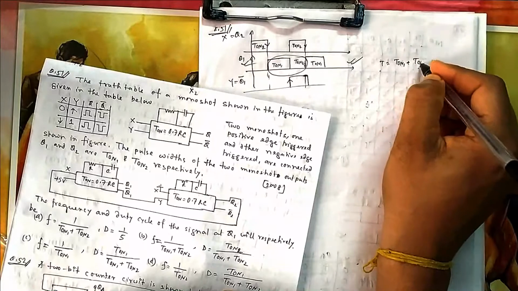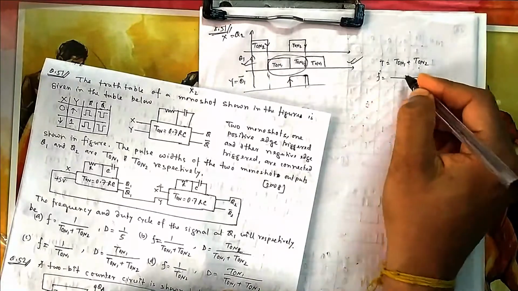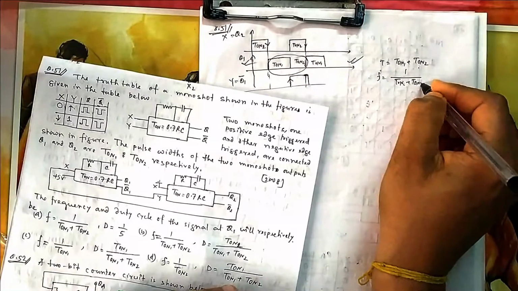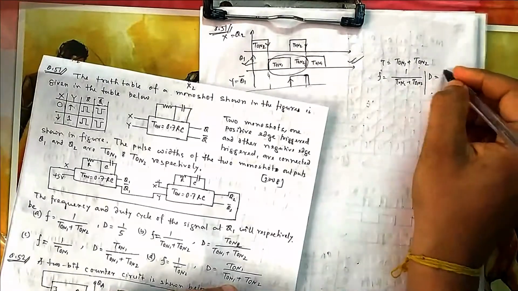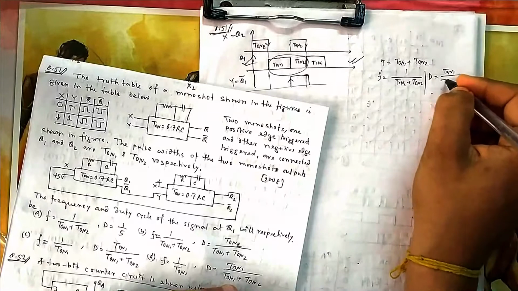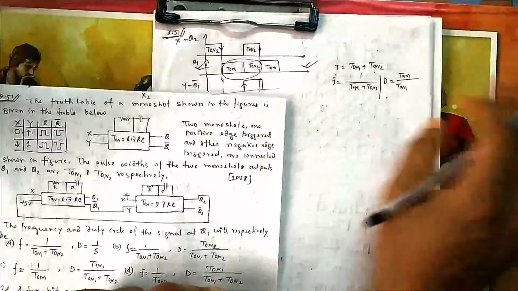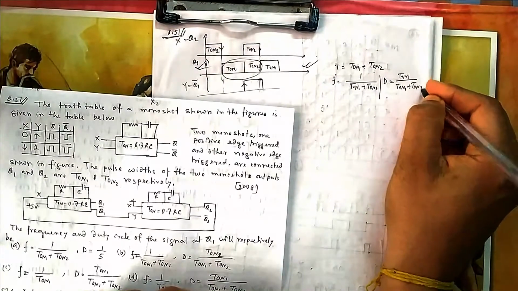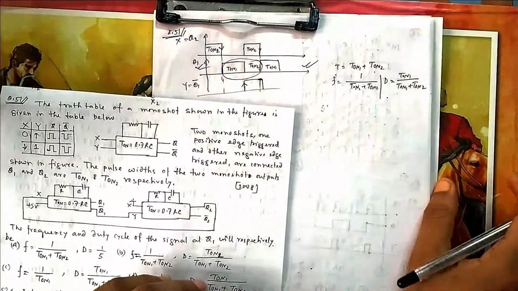So what will be the frequency? Frequency will be 1 by this, 1 by T on 1 plus T on 2. What is the duty cycle? Duty cycle is on period divided by total period. The on period is T on 1 and the total period is T on 1 plus T on 2.